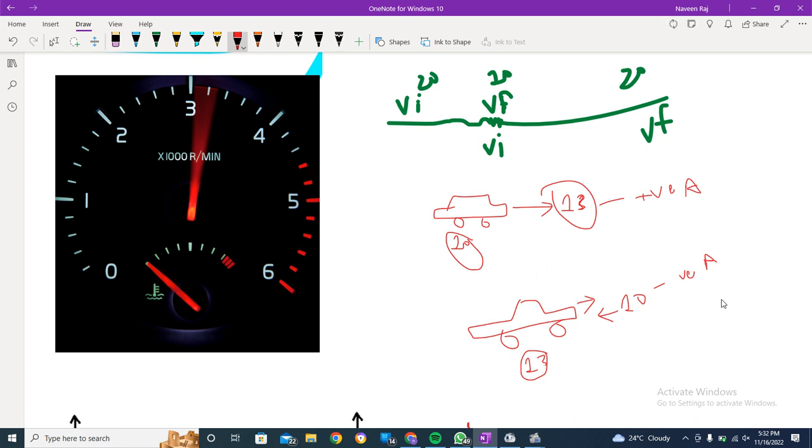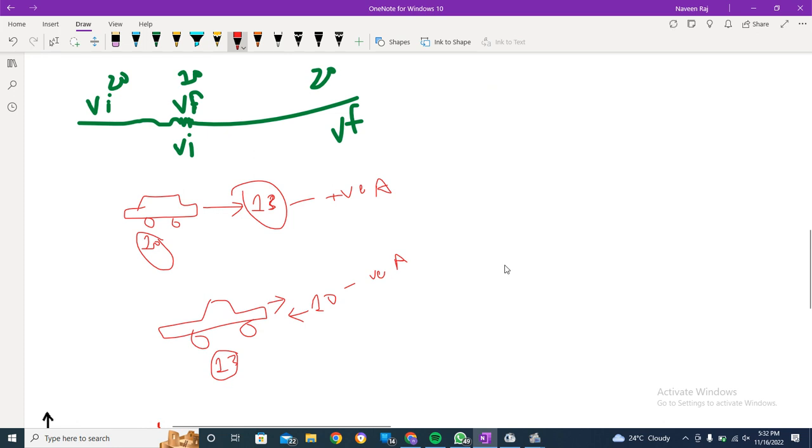Now let us talk in mathematical terms about it. Acceleration is delta v, the change in velocity upon time, right? We have discussed this thing. A is equal to delta v upon t. I'm going to write it with a small a, and that is equal to delta v upon t.